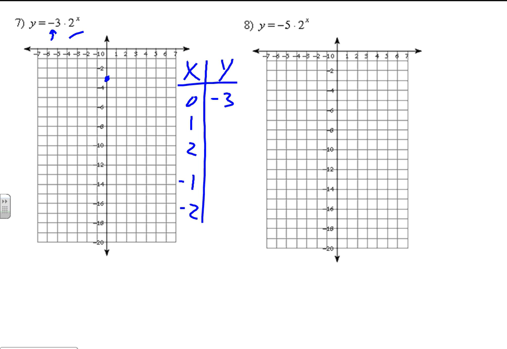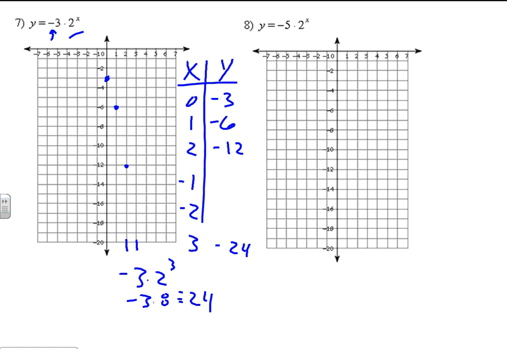When I put in 1, I get 2 to the first, 2 times -3, -6. 1 gets me down to -6. When I put in 2, 2 to the second, 4 times -3, -12. 2 gets me down to -12, and I suspect I'm off the graph. Maybe I'll try 3. When I put in 3, 3 times 2 to the third is 3 times 8 is 24, but it's -3 times, so -24. So I am off the graph by the time I'm over at 3, making my exit goal between here and here.